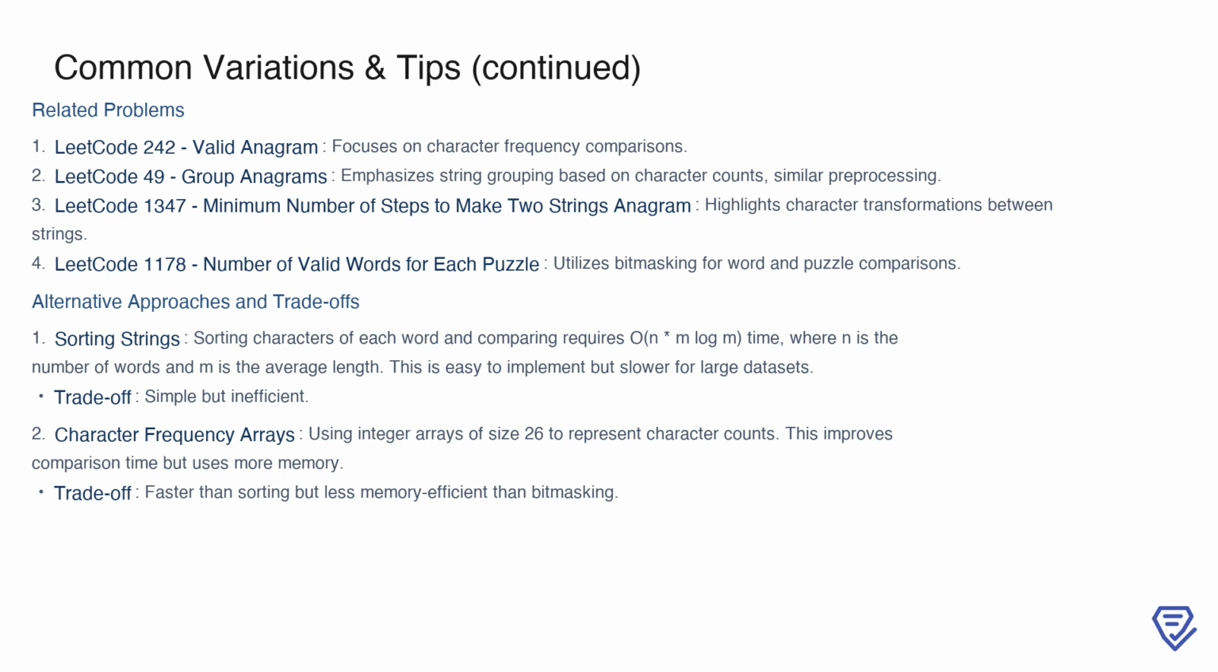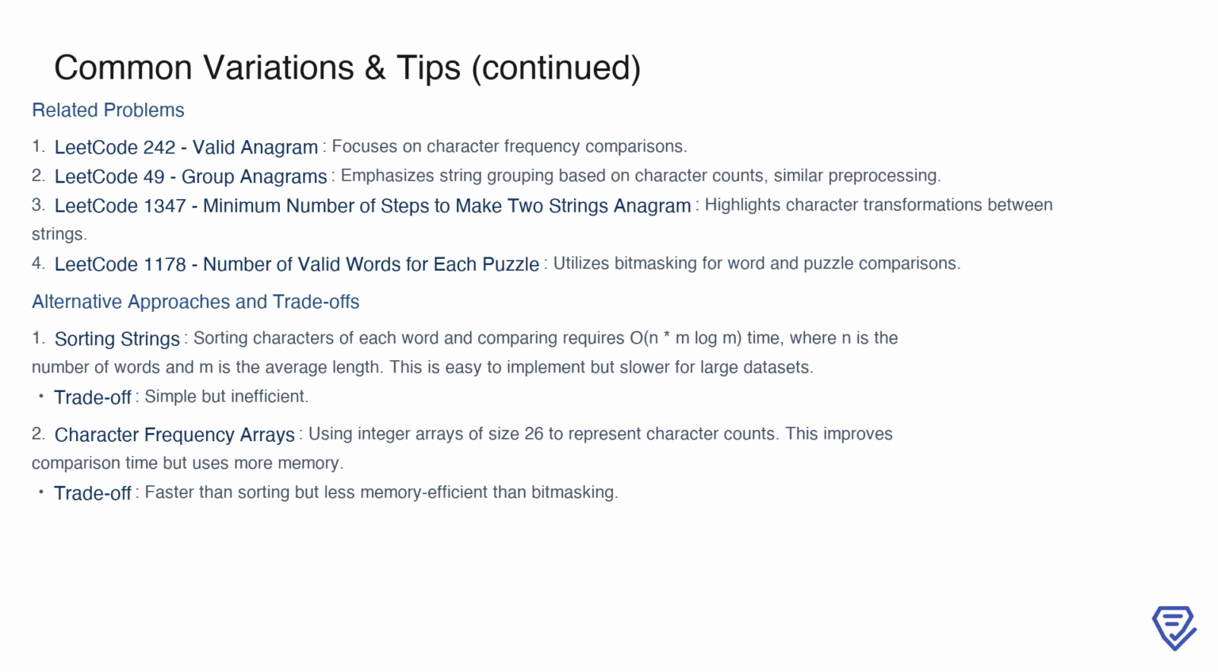Lastly, LeetCode 1178, Number of Valid Words for Each Puzzle, is a great example of utilizing bit masking for efficient comparisons. When considering alternative approaches, sorting strings is the most straightforward. This involves sorting the characters of each word, but it has a downside. The time complexity is relatively high at O(n * m log m), where n is the number of words and m is the average word length. It's simple to implement, but it doesn't scale well with large datasets.